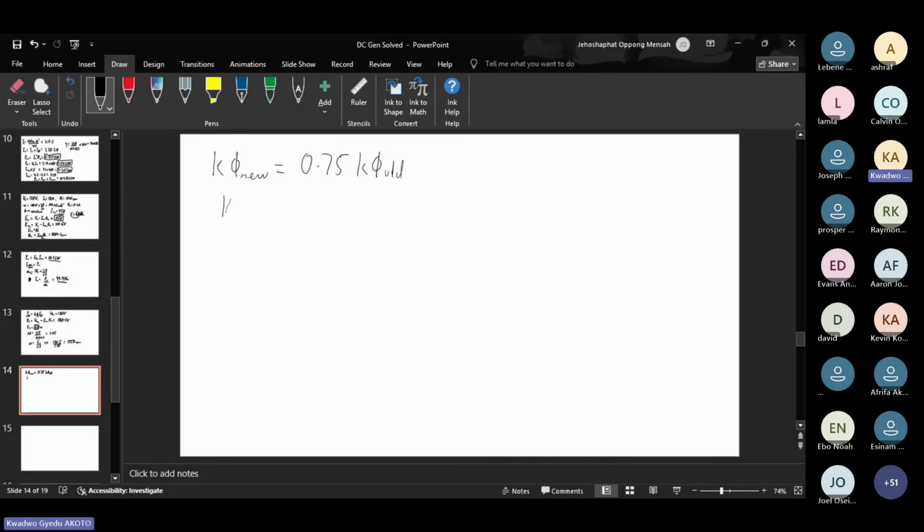So K phi new is going to be 0.75 of 1.05, right? This is going to give us 0.7875 as our new K phi.